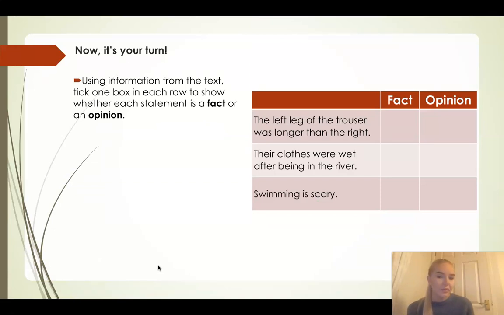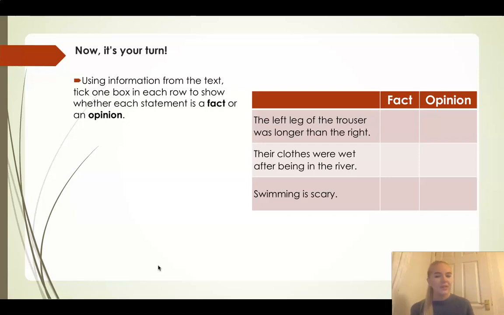Here's another example, but I want you to have a go. So using the information from the text, I want you to tick one box in each row to show whether each statement is a fact or an opinion, remembering all the lovely work that you've done in the classroom about fact and opinion. Pause the video here now and have a think. Which ones are fact, which ones are an opinion? Off you go.